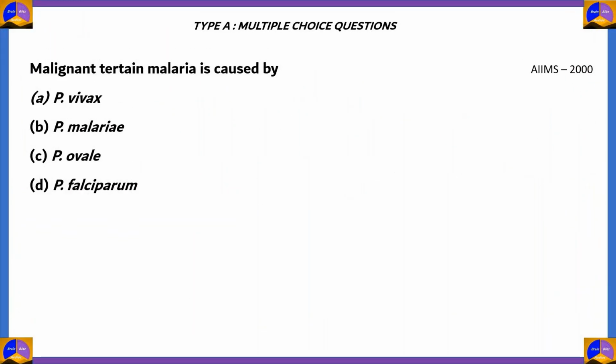Next question. Malignant tertian malaria is caused by A, Plasmodium vivax, B, Plasmodium malariae, C, Plasmodium ovale, and D, Plasmodium falciparum. So this is a question about different kinds of malaria and the causative agent for each of them. Option A, Plasmodium vivax. This causes the deadliest malaria, and anyone affected with Plasmodium vivax can have fatal consequences such as severe disease or death. So therefore, option A is incorrect.